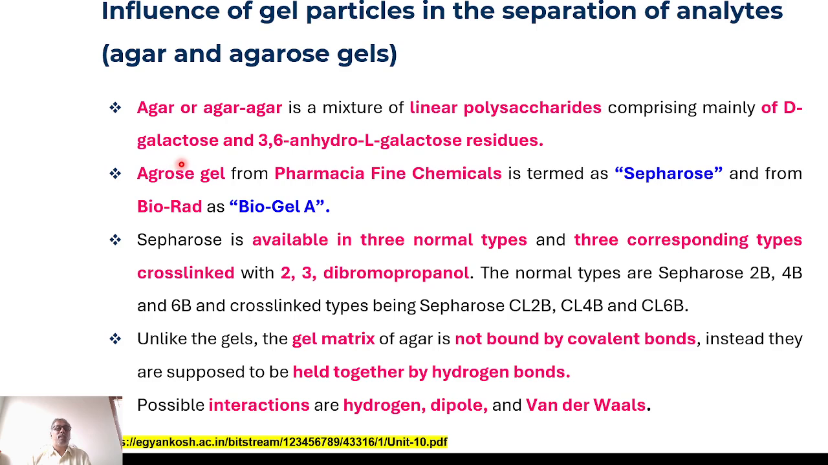polysaccharide which is made up of galactose and 3,6-anhydro-L-galactose. This is the same agarose gel which we use in agarose gel electrophoresis. Sorry, the phenomenon is the same. If you want to increase the pore size, you increase the concentration of the cross-linking agent. If you want to decrease the pore size, you decrease the concentration of the cross-linking agent. Only the type of cross-linking agent we use will be different from Sephadex to polyacrylamide and polyacrylamide to agar.